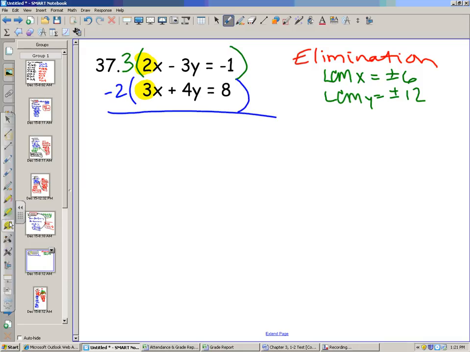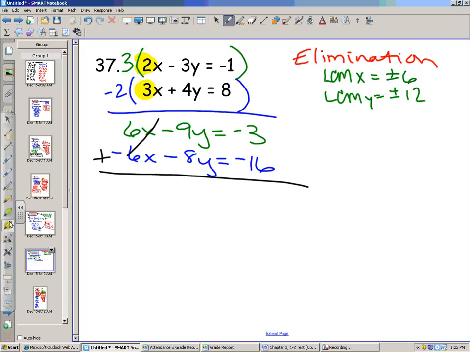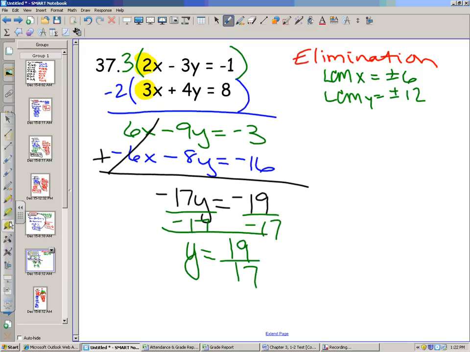So what am I going to do now? There'll be no substituting. Distribute. That's what I'm saying. 6x minus 9y is equal to negative 3. And negative 6x minus 8y is equal to negative 16. Talk to me. What do I do now? You add straight down. These are gone. Negative 17y is equal to negative 19. Now what? Divide each side by negative 17, to detach the variable. 19 over 17 is your answer.